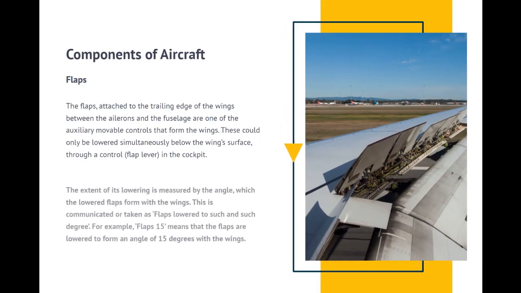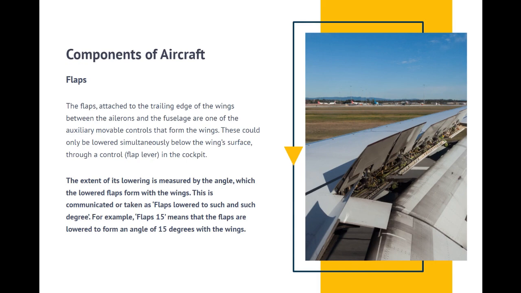Flaps. The flaps, attached to the trailing edge of the wings between the ailerons and the fuselage, are one of the auxiliary movable controls that form the wings. These could only be lowered simultaneously below the wing's surface through a control flap lever in the cockpit. The extent of its lowering is measured by the angle which the lowered flaps form with the wings. This is communicated as flaps lowered to such and such degree. For example, flaps 15 means that the flaps are lowered to form an angle of 15 degrees with the wings.